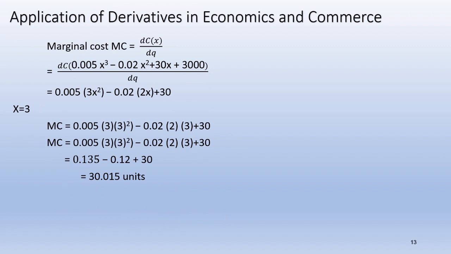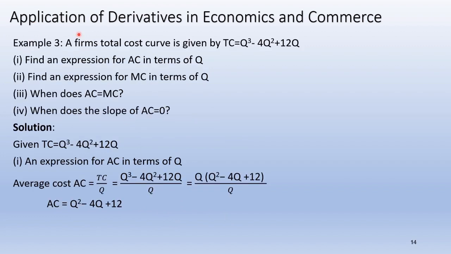Example 3. A firm's total cost curve is given by TC is equal to Q cube minus 4Q square plus 12Q. Find an expression for AC in terms of Q. Find an expression for MC in terms of Q. When does AC is equal to MC? When does the slope of AC is equal to 0?